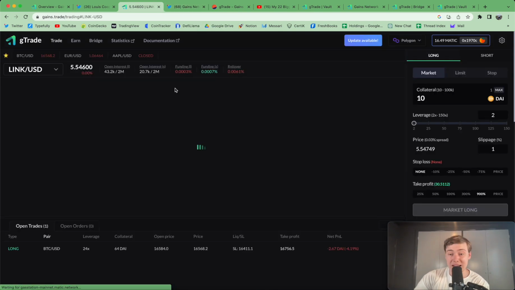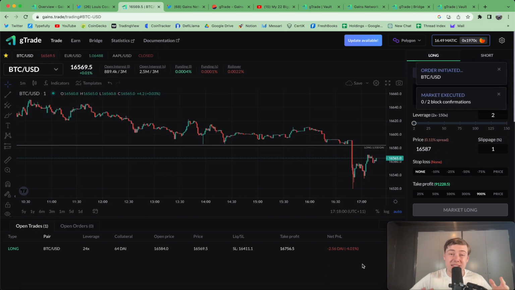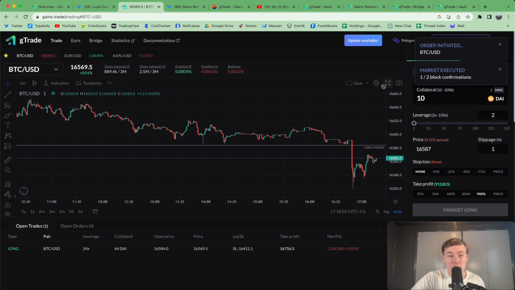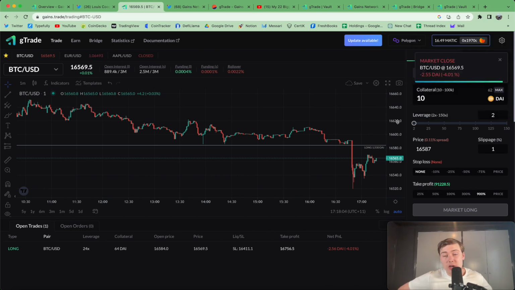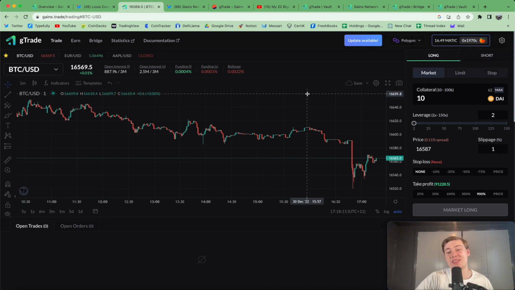But by all means, the trading function of the exchange is the main priority here and is the main function of the entire platform. So I hope this helps you trade on Gains Network, and I hope you guys learned something from this video, a bit more about how Gains works, a bit more about how the interface works, and a bit more about how the staking works.